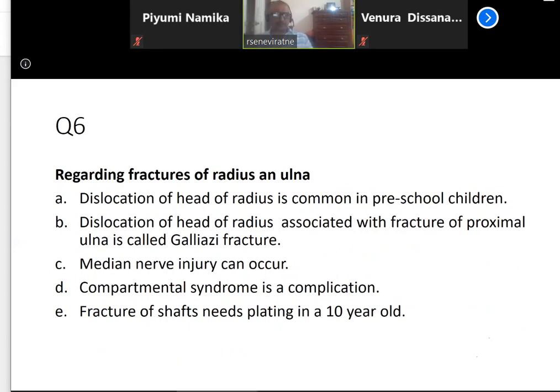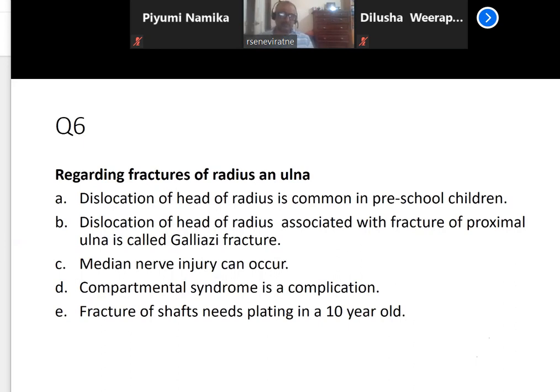So regarding fractures of radius and ulna, somebody please answer. Dislocation of head of radius is common in preschool children. True. That's what you call pulled elbow. When the mother holds the child's hand, and suddenly the child falls, the child will not move the arm because they have pulled elbow. So you must know the pulled elbow maneuver, how to reduce that, and if the child is okay, no need to do an X-ray.